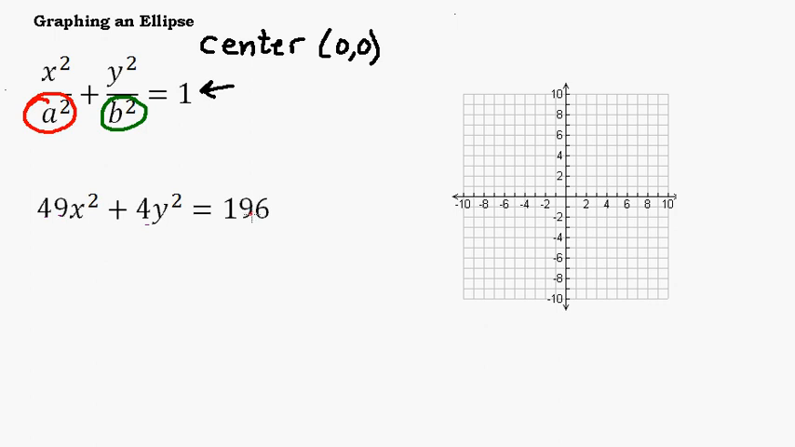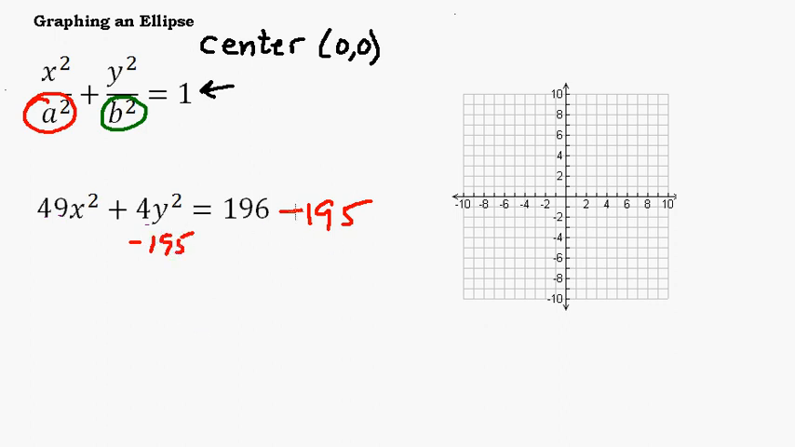I want that to be 1. Well, how could I make that a 1? And put it in this form. Notice I have an x squared over an a squared, so I want this 49 to be over something. Some of you might be thinking, well, I could minus 195, that would make it 1. And then I'd have to minus 195 from this side.